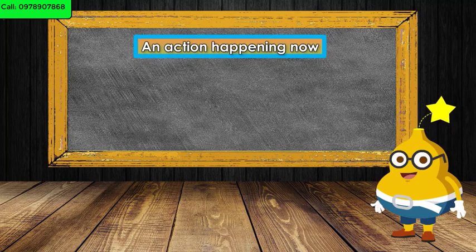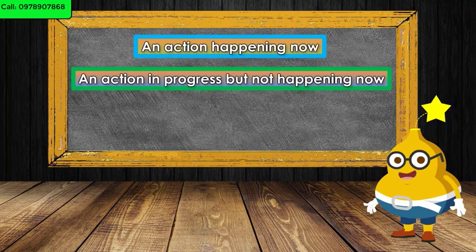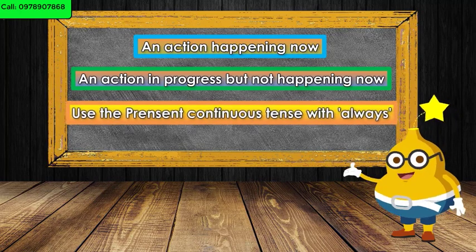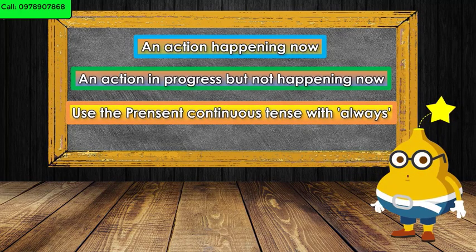At the end of this lesson, you should use the present continuous tense for actions happening now, actions in progress but not happening now, and use the present continuous tense with always and continually for actions which occur frequently and are annoying to the speaker.